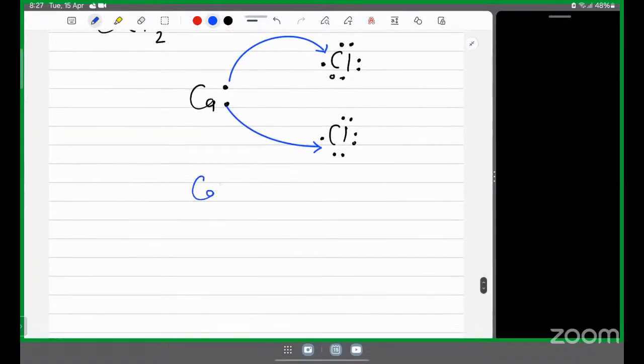This will be Ca plus plus with 2 Cl minus ions.